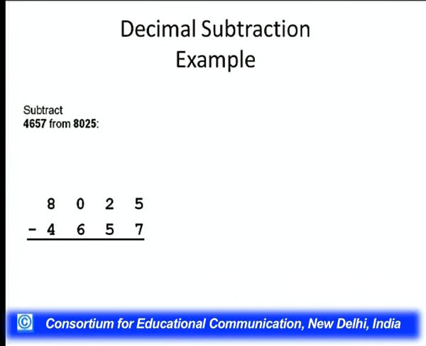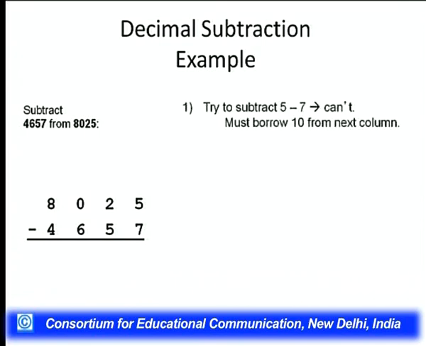Now, simple subtraction is easy to understand. Here we are also going to talk about the concept of borrowing. So, we begin with a decimal example only. So, the number is 8025 minus 4657. So, you can see these are decimal numbers.